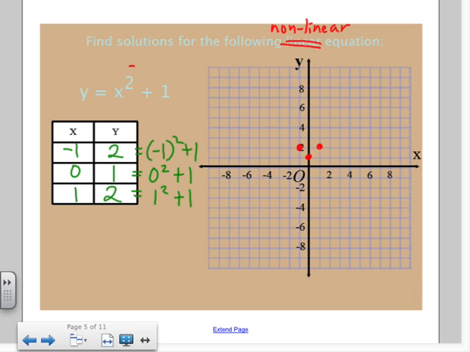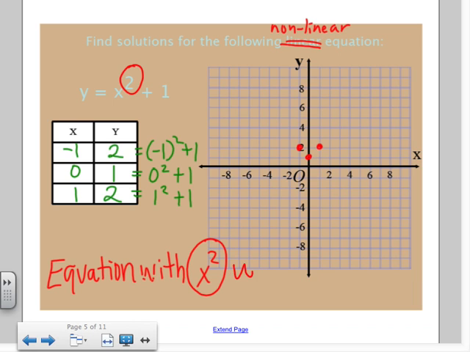So if there is an exponent, as there is here, any equation with an exponent, something like this, will graph not as a line, but as a U. Graph as a U, okay? So if we look at this graph here, the way it's going to look is like this, okay? And the bottom of my U is right there, that's 0. So you just memorize that.